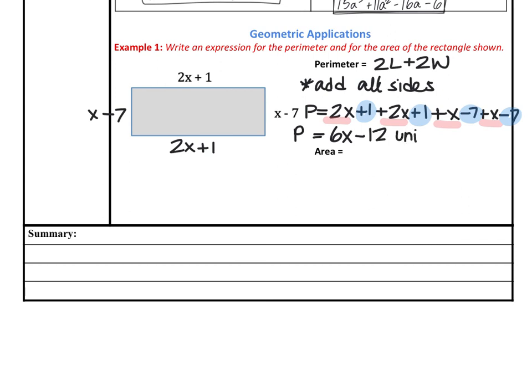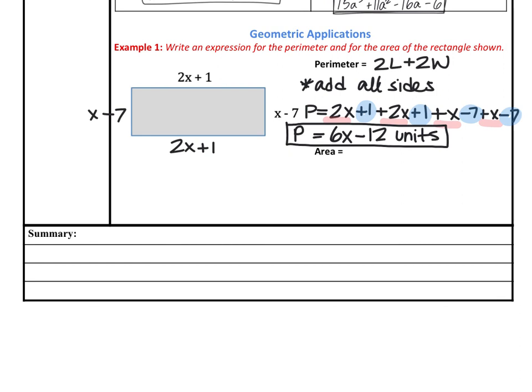Because this is perimeter, you're going to say 6x minus 12 units. Because we're measuring the distance around the outside of the shape, even though we're leaving it in this weird expression. Technically, you could do this without writing it all down if you just combine like terms on all the sides.